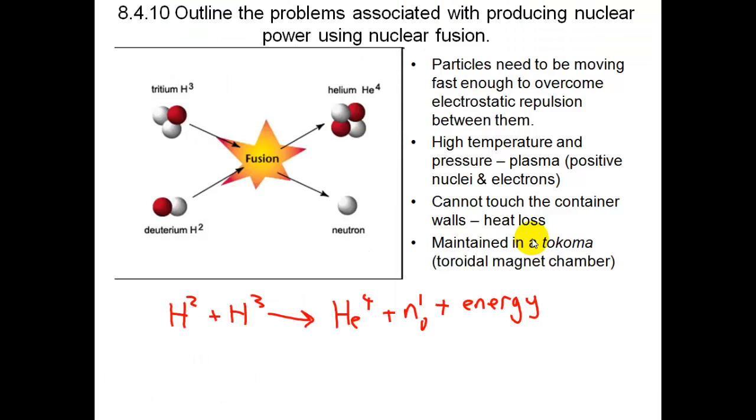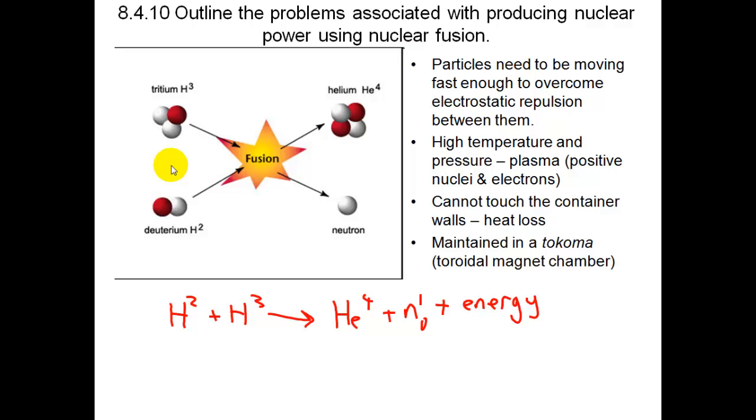You need to know about nuclear fusion. Now, the problem with nuclear fusion is that these particles, before they join, have to be moving so quickly. They have to be in a temperature and a pressure which is very high. So they need to be moving fast enough to overcome the electrostatic repulsion between these positive particles.